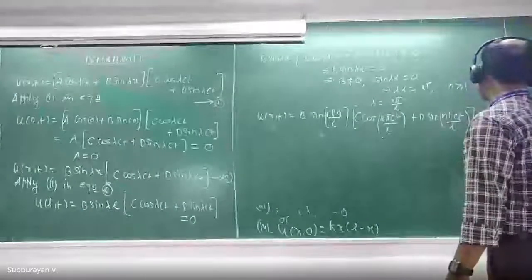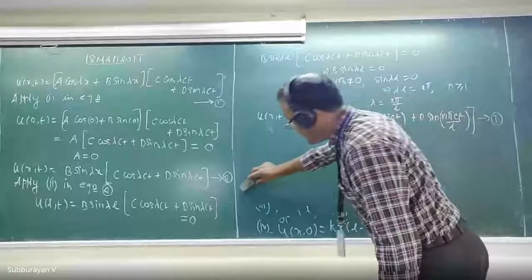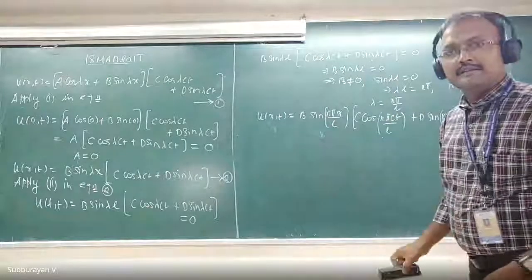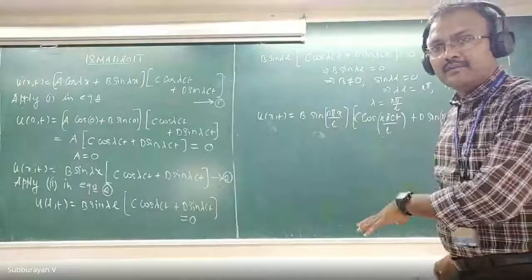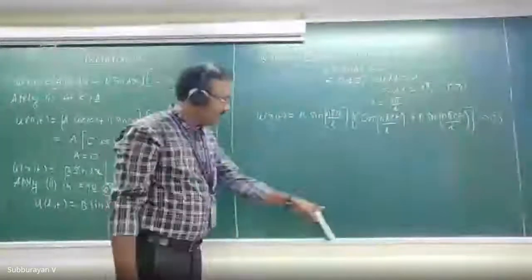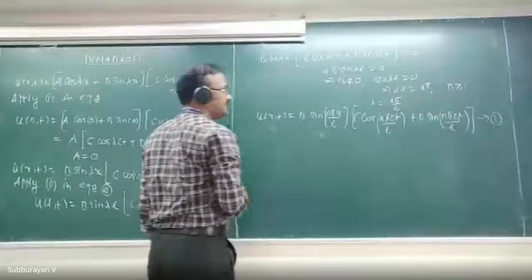Now I call this equation number 3. How many conditions have we applied so far? Two, sir. There are two conditions applied and two conditions left. Now apply the third condition. For this, I need the derivative of the function u of x comma t. Therefore, differentiate this function with respect to t.